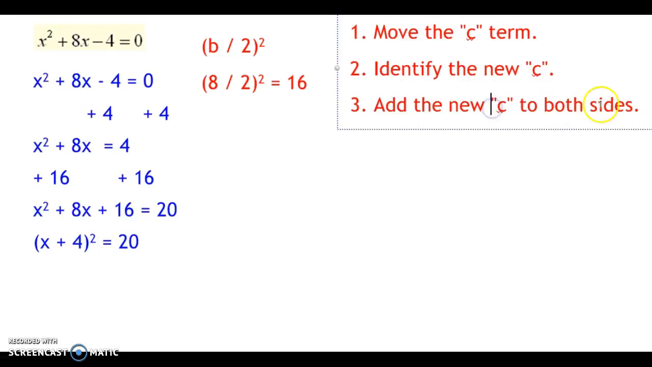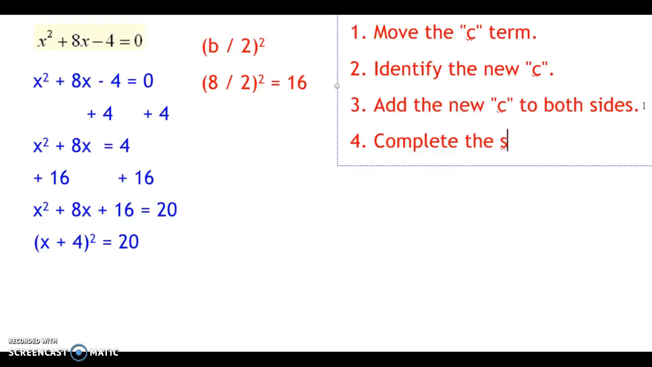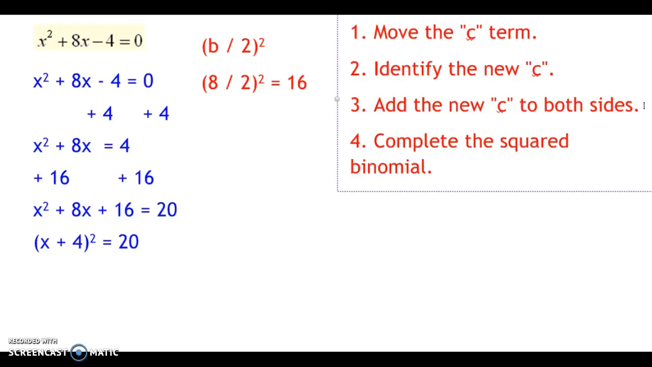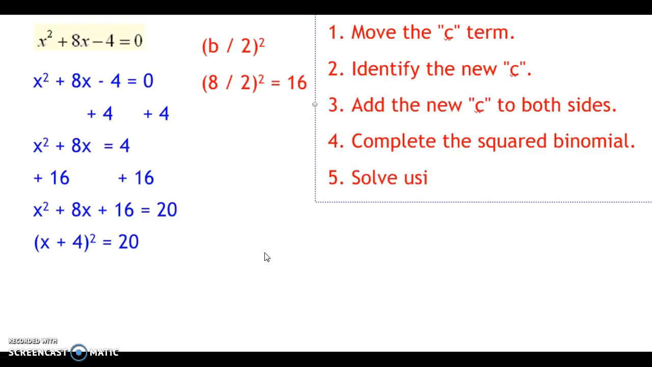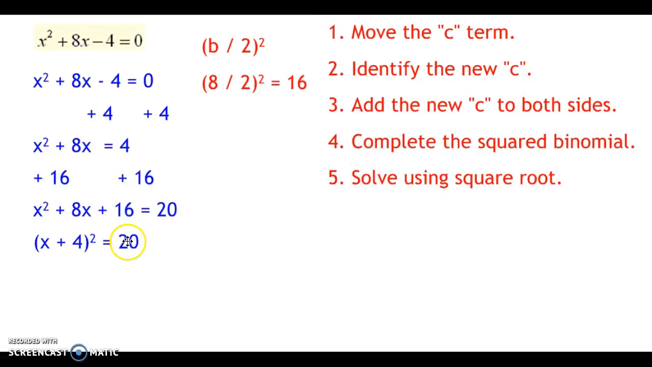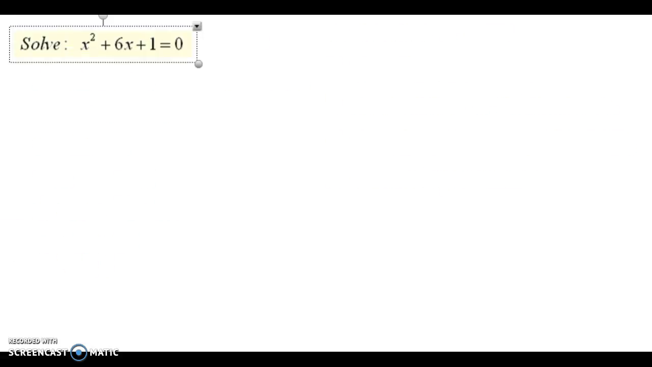So our next step, the step that we just took, we call completing the square. Complete the squared binomial. Next, if it asks us to just complete the square, we're done. If it asks us to solve the quadratic equation, we can solve using square root. So that step depends on what the question is asking. In this case, I'm not going to show that step. You could square root both sides and then split it into two different equations, just like what we did before. But this is completing the square. This is the hard part. Let's try it one more time.